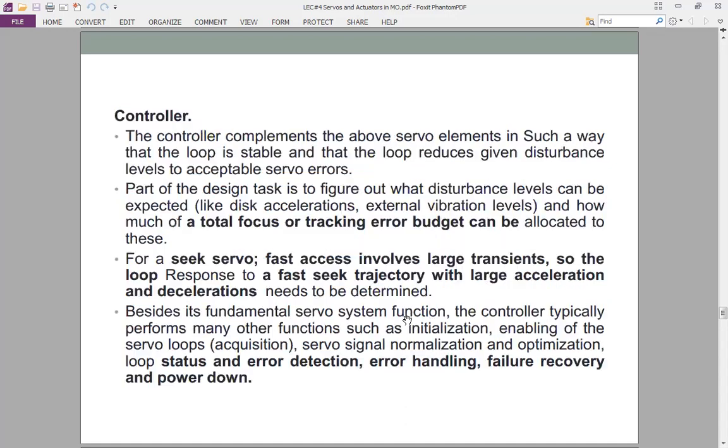So then there we also have controllers. This is what sends the feedback system. If there's an error, that error is compared with the input and then an action is taken. So the controller complements the above servo elements in such a way that the loop is stable and that the loop reduces the given disturbance.